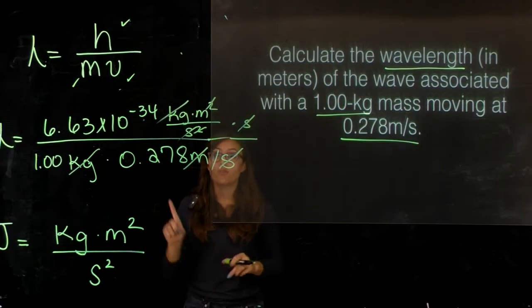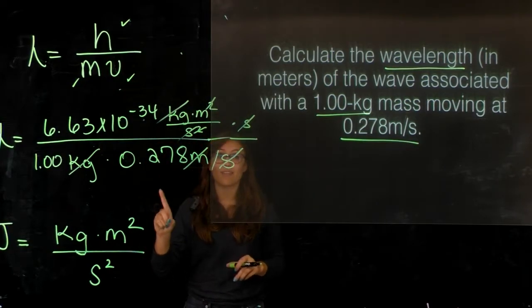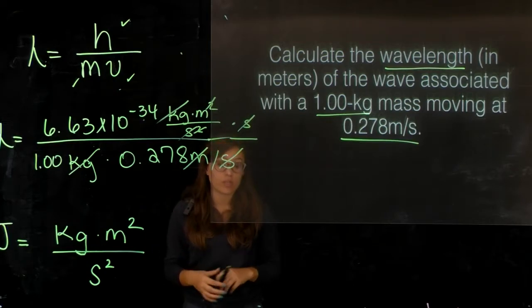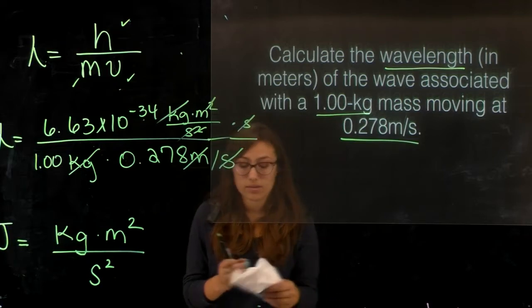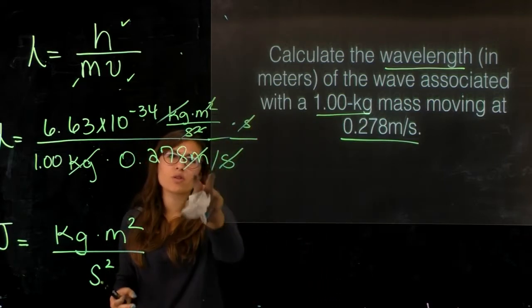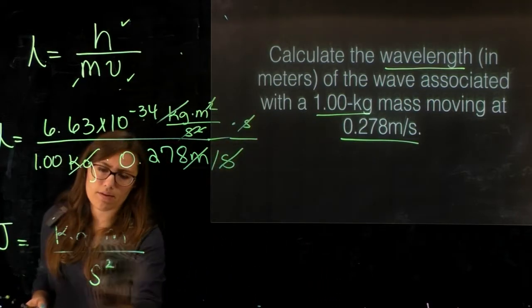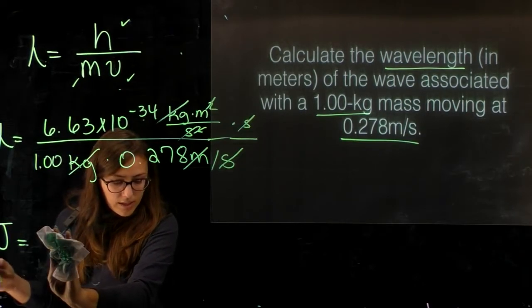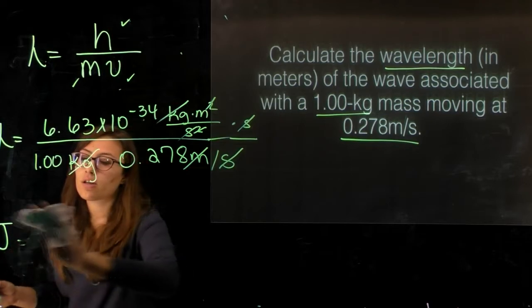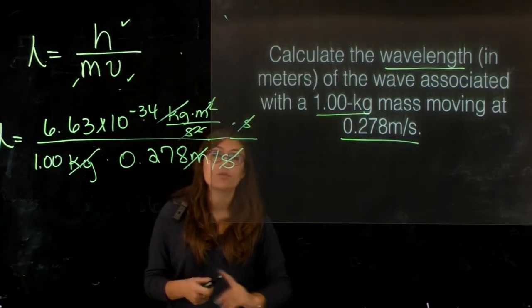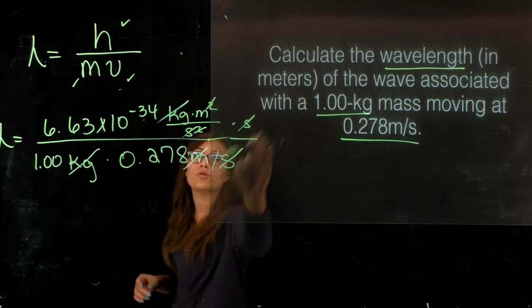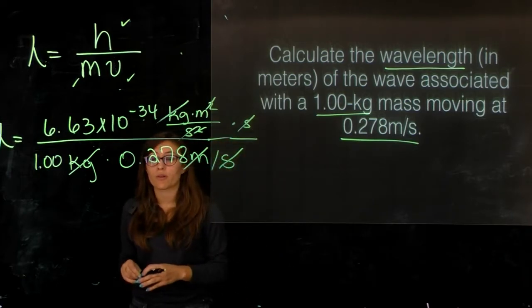It is very important to note that your units in this case have to be in kilograms. You cannot have units of grams. That also goes for your velocity. If they gave you, let's say, kilometers per hour, you'd have to convert those units into the appropriate units in order to cancel out everything appropriately.